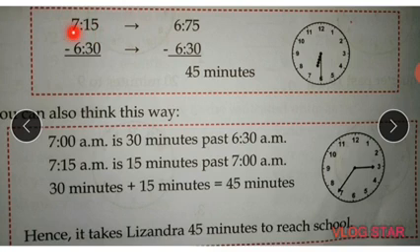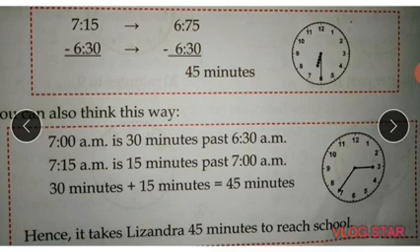Then 1 hour is equal to 60 minutes. Then add it to 15. 60 plus 15 is 75. 6 hours and 75 minutes is just the same as 7:15, because 75 minutes is 1 hour and 15 minutes, so you go back to 7:15, then minus 6:30. So we can now subtract: 75 minus 30 is 45 minutes, then 6 minus 6 is 0. So the elapsed time between the two is 45 minutes.